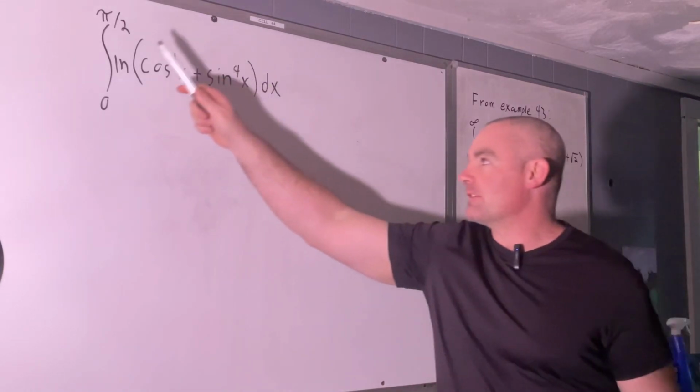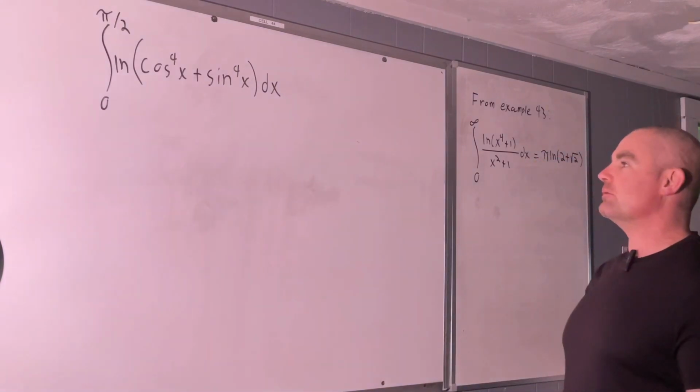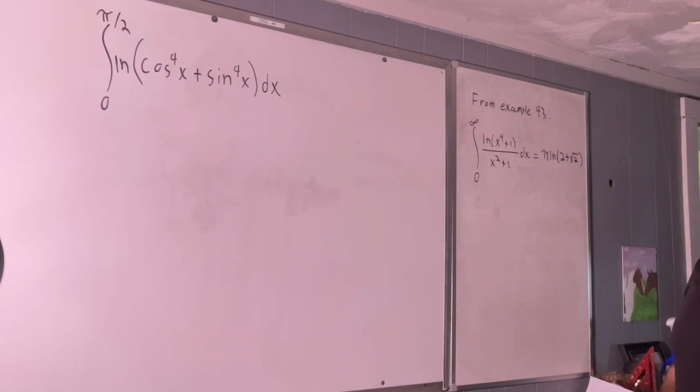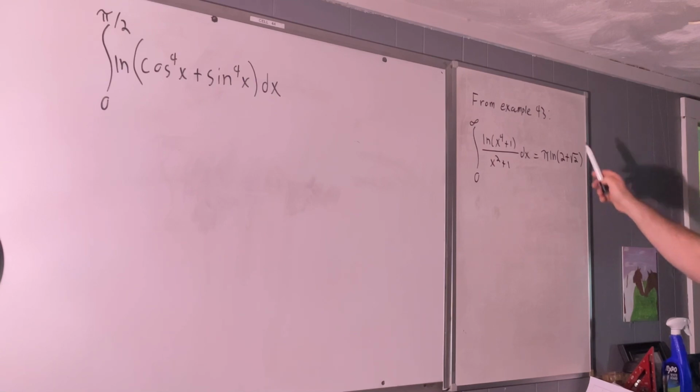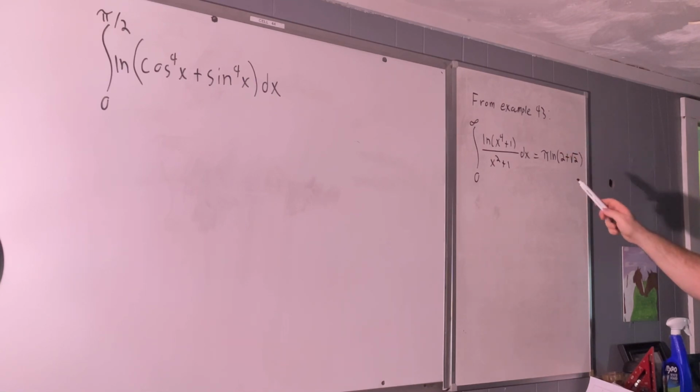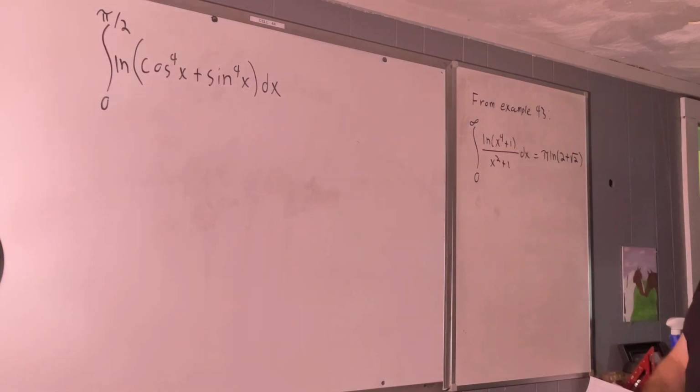Today we'll be solving this integral, the integral from 0 to pi over 2 of the natural log of cosine to the fourth x plus sine to the fourth x dx. And to solve it, we're going to be using this fact that I showed in my example number 43 video. That is the integral from 0 to infinity of the natural log of x to the fourth plus 1 over x squared plus 1 dx is equal to pi natural log of 2 plus the square root of 2.